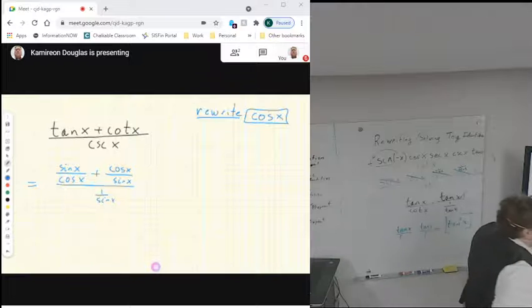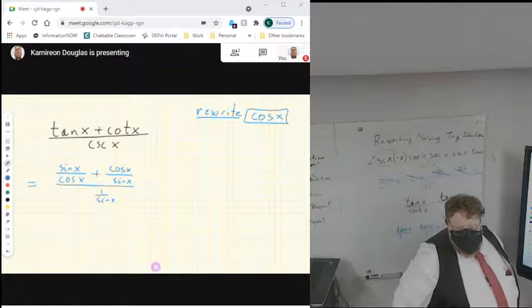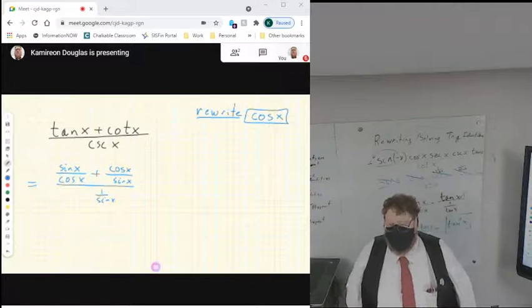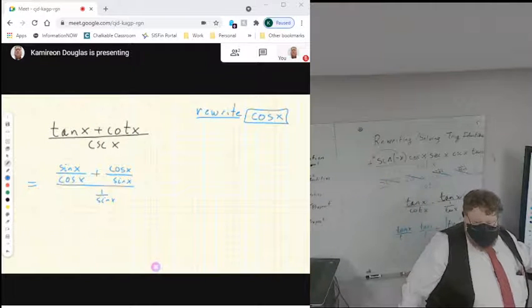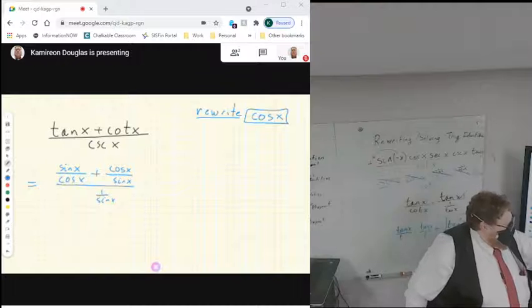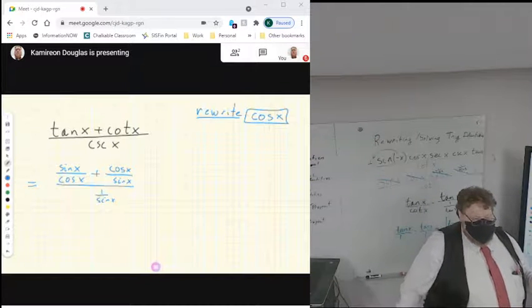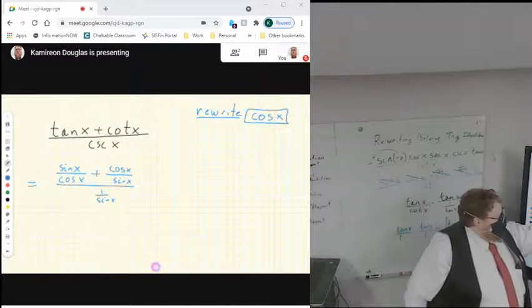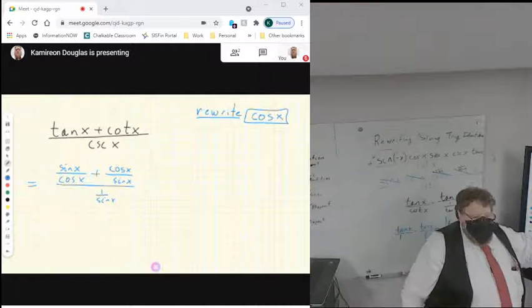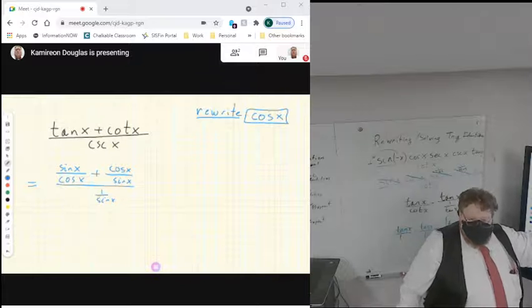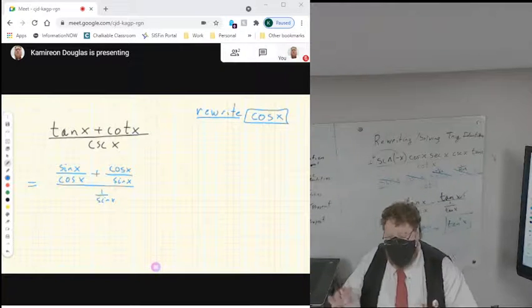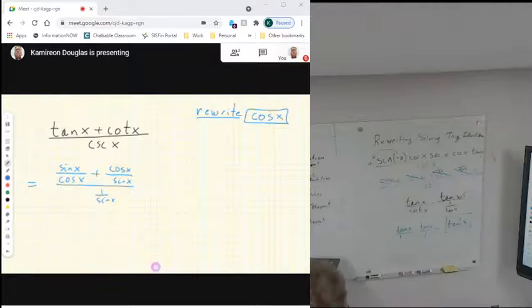Okay, now at this point, I'm sad to say, it looks like some things could cancel. They actually can't right now, because if I want them to cancel, I have to have them in everything. If I had sine, sine, and sine all in the bottom, I could cancel. If I had sine on top and sine on top, they could cancel. If I had cosine on top, cosine on top, cosine on top, they could all cancel. But it has to be in everything. There's no one thing in everything.